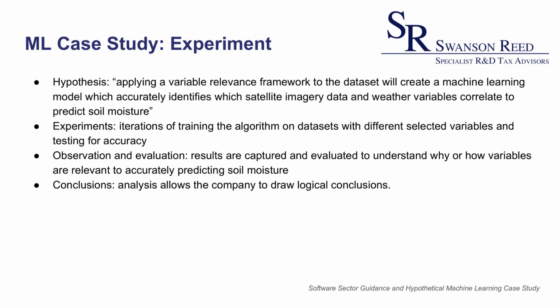The experiments involve iterations of training the algorithm on datasets with different selected variables and testing the resulting model for accuracy. The results of the experiments are captured and then evaluated to understand why or how variables are relevant to accurately predicting soil moisture. The analysis allows the company to draw logical conclusions about the results of its experiments.